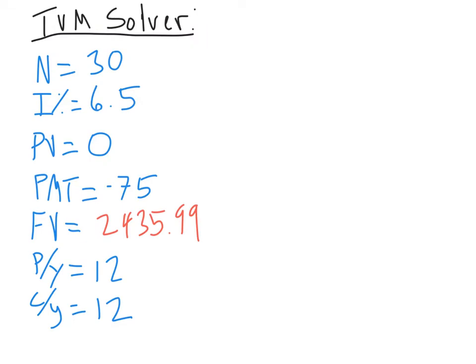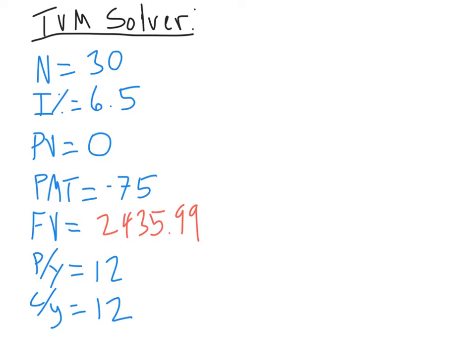In the TVM solver for this problem, by the way, here's all our values, the N, I, PV, etc. N is 30 because it's 30 months. I%, don't forget you always put the actual percent in there, don't convert it to a decimal. So we're given 6.5%, so we plug in 6.5. PV, notice there is no present value, there's no P in these problems, so make sure that's set to 0. Your payment is $75. I usually put in the payment as negative because you're losing it when you pay it.